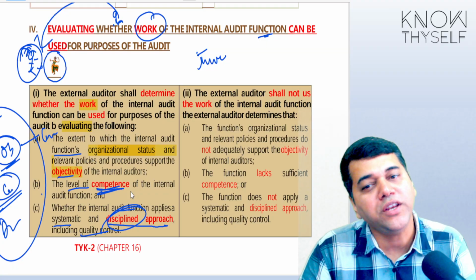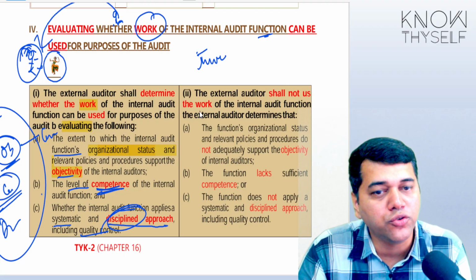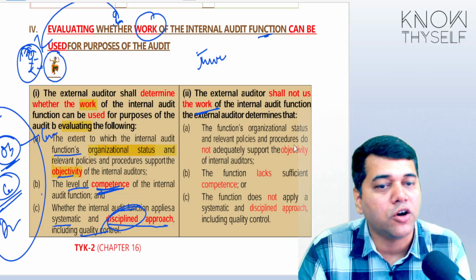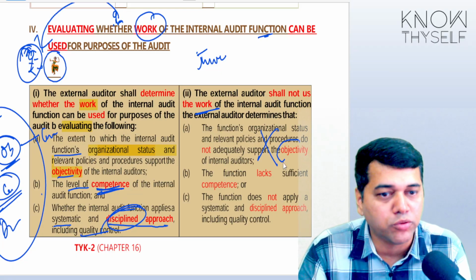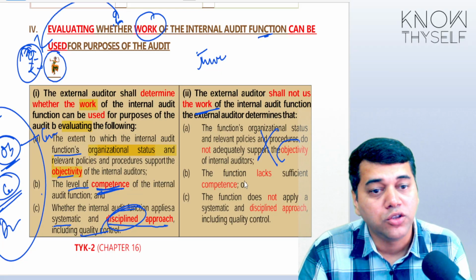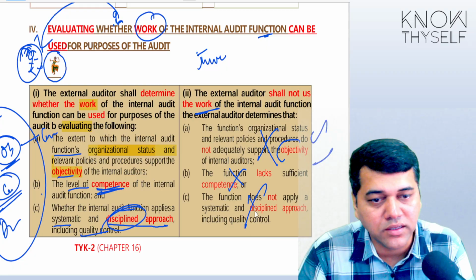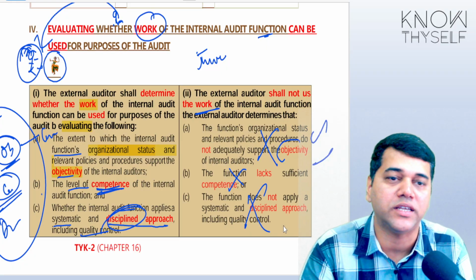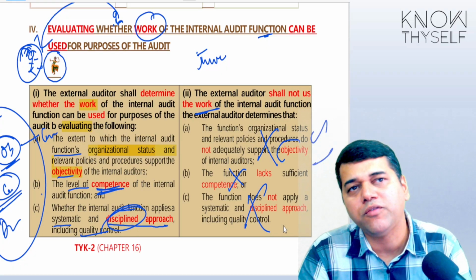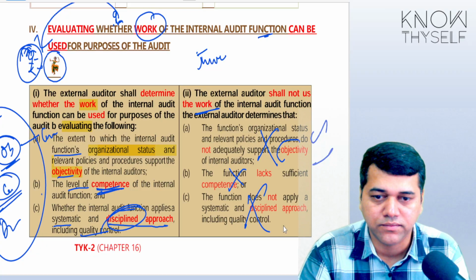Now, when should you not use the work? If the organizational status does not support objectivity, or you lack competence, or both are fine but there is no discipline. In such cases, you don't take their work. So this is applicable for every aspect of our life.